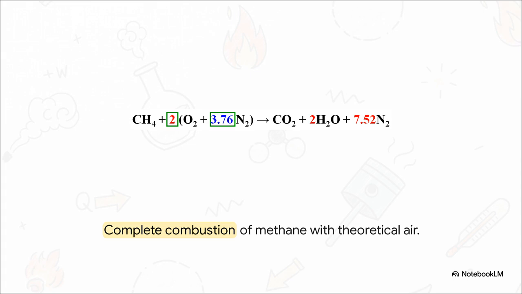When looking at the balanced equation for methane here, you can clearly see the oxygen requirement. But check out the nitrogen multiplier. To get the 2 moles of oxygen we desperately need, we are forced to ingest 7.5 moles of nitrogen. That's a lot of dead weight.